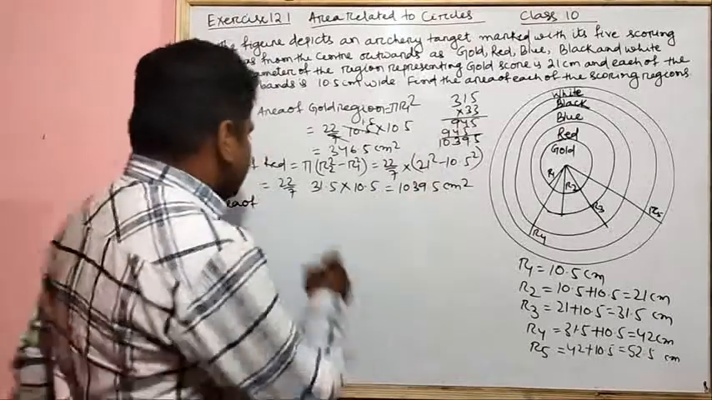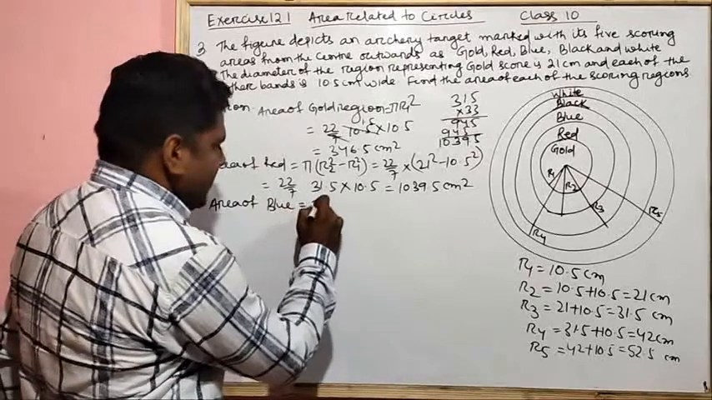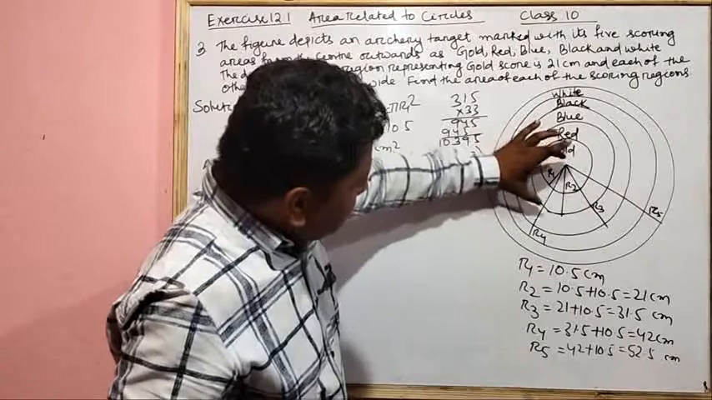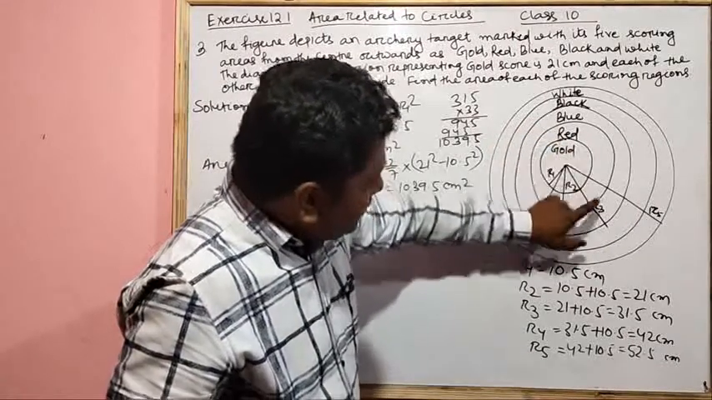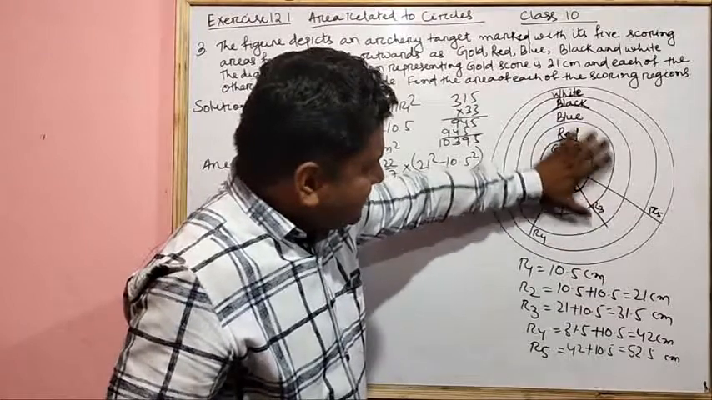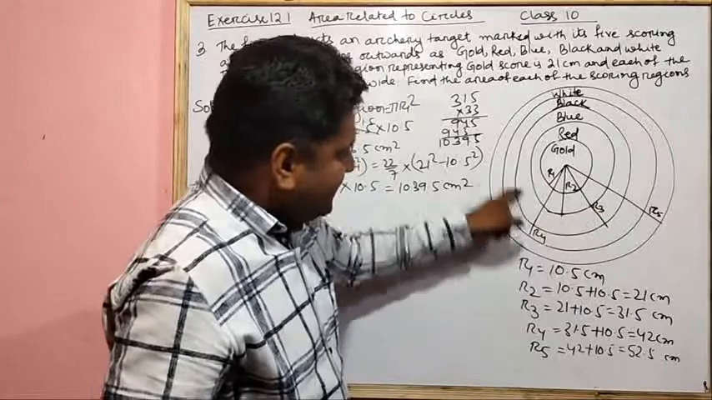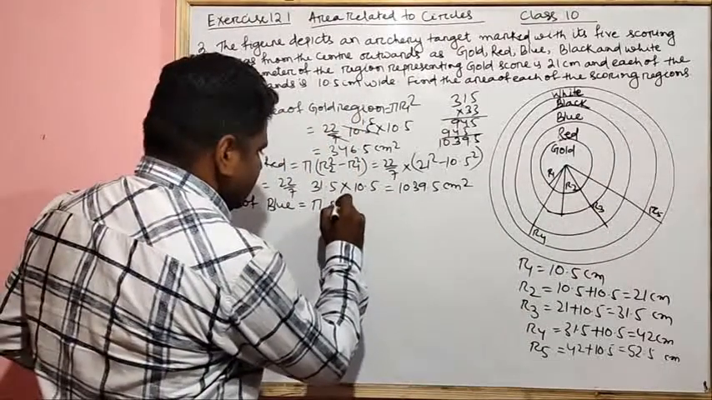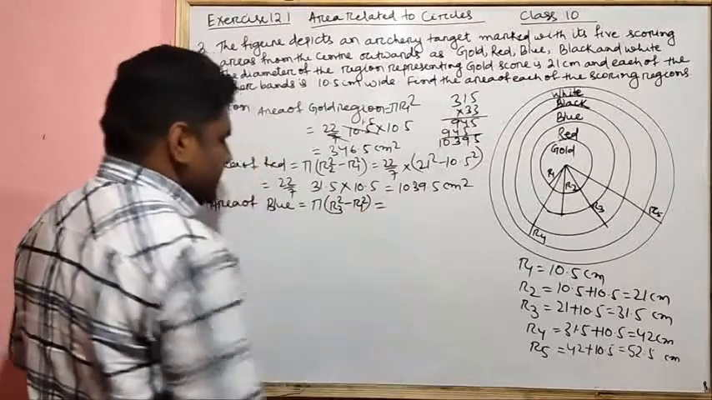Next, area of blue region equal to pi R3 square minus pi R2 square, because it is radius R3 and it is R2. When we subtract this region from this much region, then we will get this ring. So it will be pi R3 square minus pi R2 square, taking pi as the common factor.